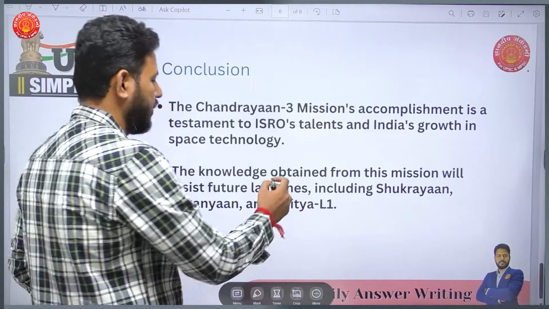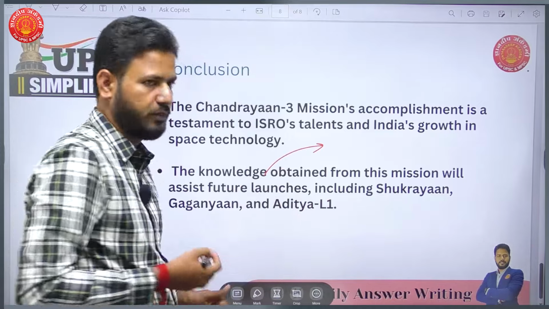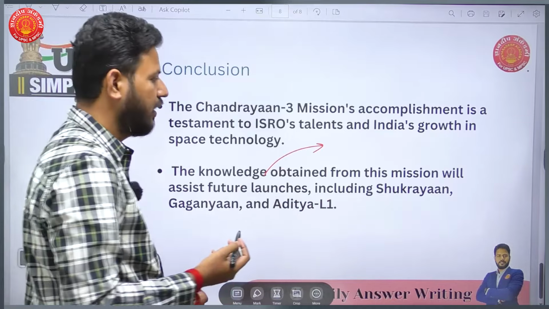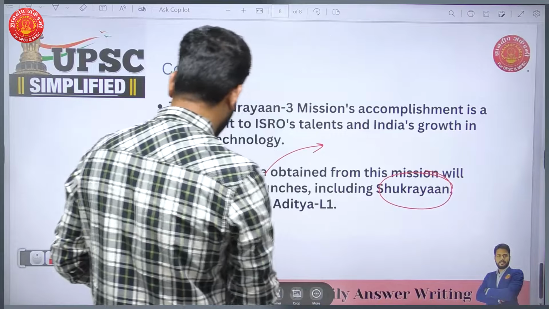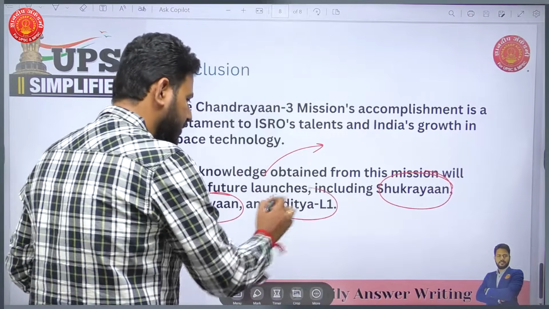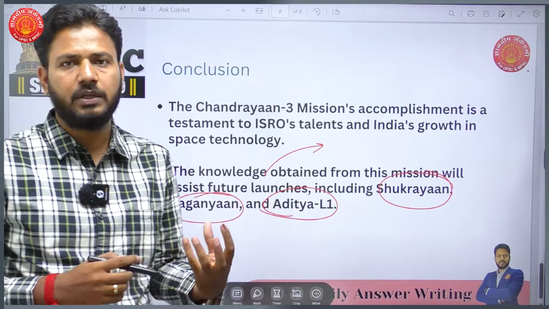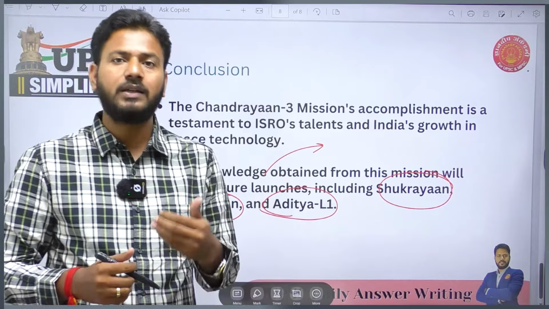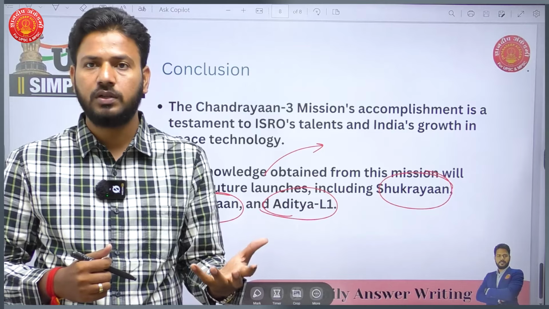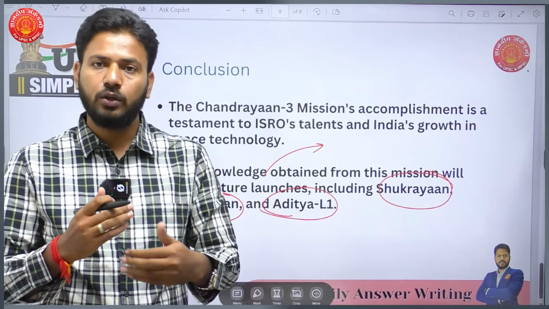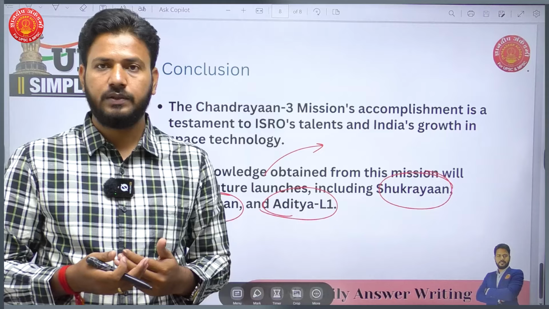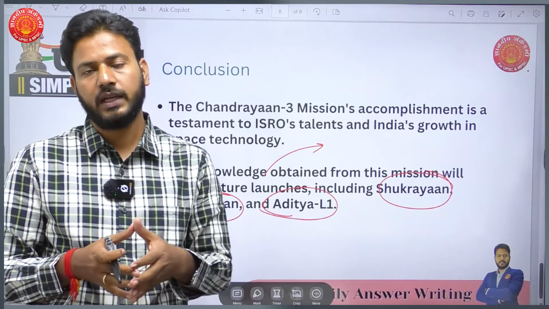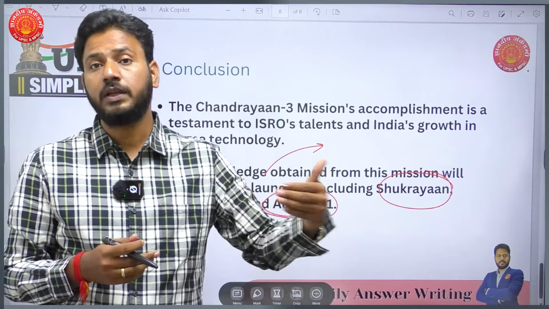but all the information and experience that we gain from this mission will help us in Shukrayaan and Gaganyaan as well. By writing these missions, you're trying to show the examiner that you know other important missions of ISRO which would be undertaken in the near future. So you're trying to be futuristic. That is how your conclusion should be. It should end on a positive note and it should be futuristic.